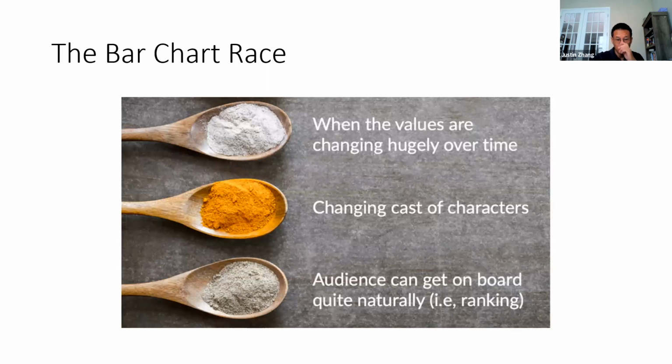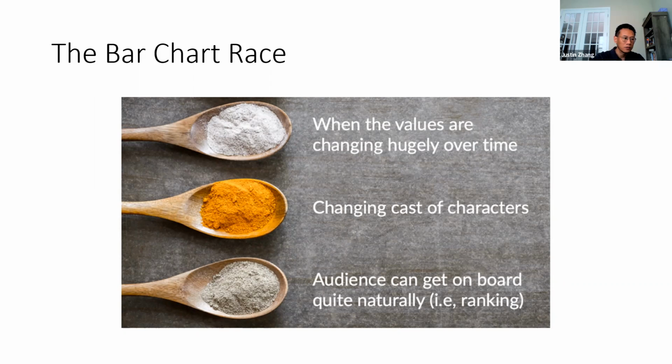So these are the primary ingredients when the values are changing hugely over time in your data set, and when there's a changing cast of characters, the audience can get on board quite naturally. First, the value needs to change hugely over time. In this example, the population continues to expand over time, and there are various points in history when things really accelerate.